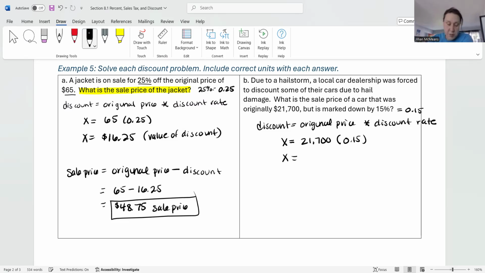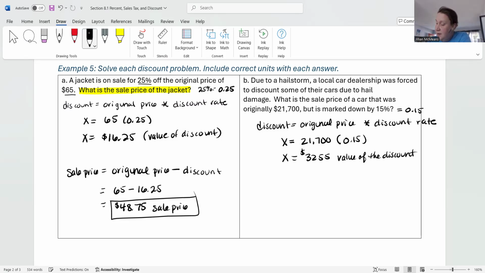So when we do this multiplication, you can certainly use a calculator to do the actual multiplication. So 21,700 times 0.15, I get 3,255. So what is this? This is the value of the discount. This is how much the original price is going to be reduced by. So this is the value of the discount.